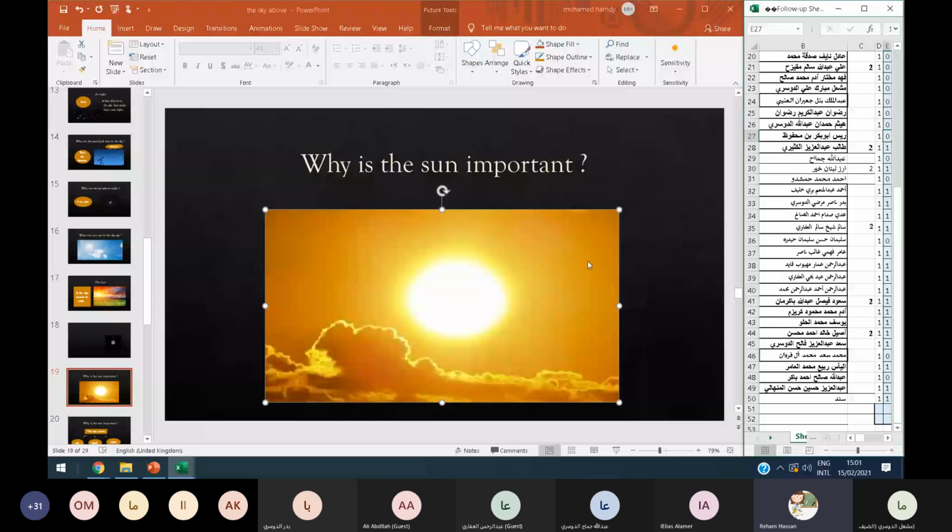So why is the sun important? Is it important or not? Yes, honey, wait, one by one. Yes, Rayes? So Rayes, in the day, can you see the other stars? No. Why, Rayes? Because the sunlight is so bright. Yes, it's so bright. Thanks a lot, Rayes. Amazing, Rayes.